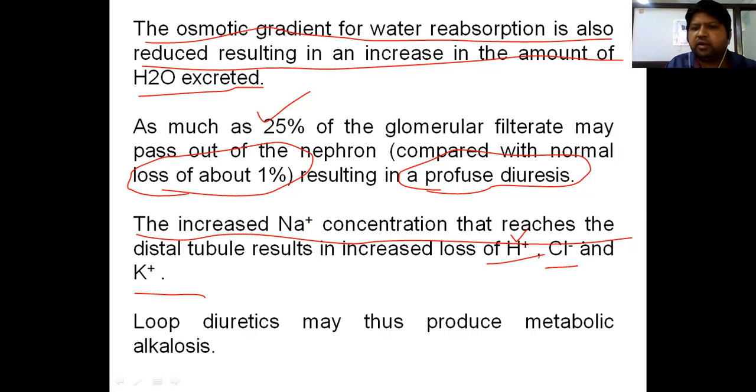Okay, and even chloride will be lost. A large amount of chloride will be lost. So you can see here, that's what loop diuretics may cause: metabolic alkalosis.